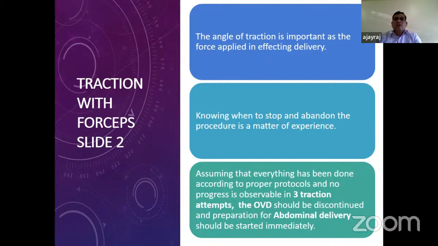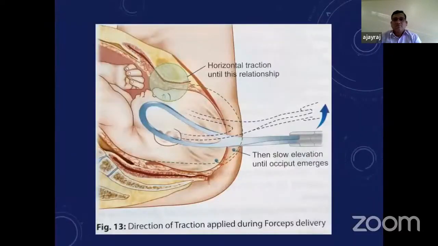Rather, I would like to say that you should perform the operative vaginal delivery starting with all the necessary preparation for cesarean delivery. Anesthetic should be ready. And if there is a chance of operative vaginal delivery, then it should be performed in the OT itself. And if your three attempts fail, then you can immediately start the cesarean section. So here is the traction in a parallel direction, then downward, then backward, and then upward until the jaw reaches here.